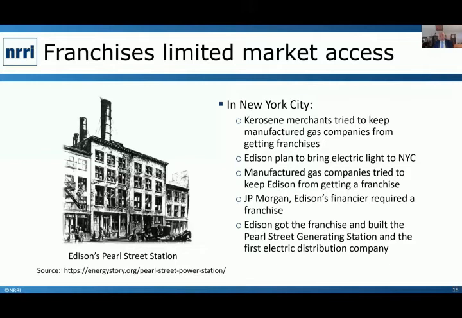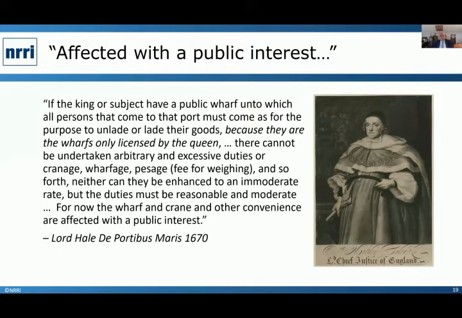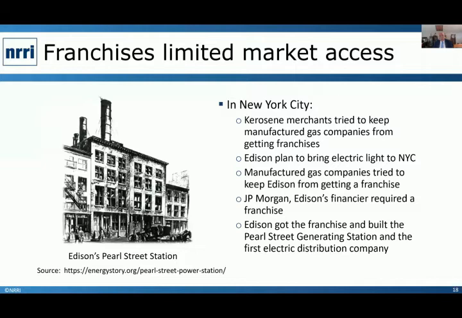So we talked about access, franchises, and the importance of access, and why one would want access, why one would want a right to use the city streets, and why one would want that form of regulation. Let's shift to prices now.